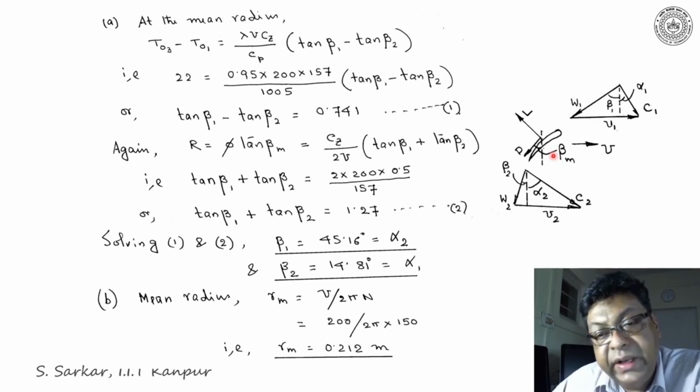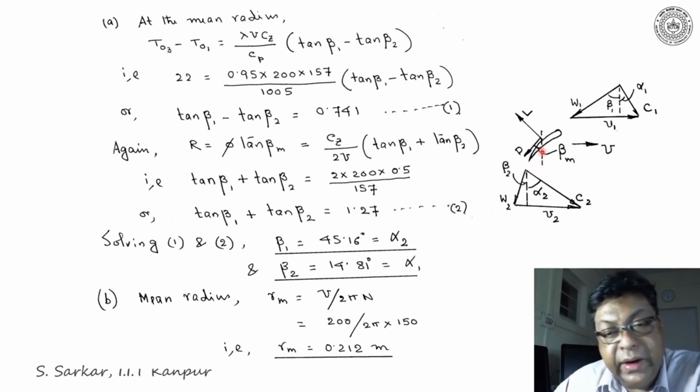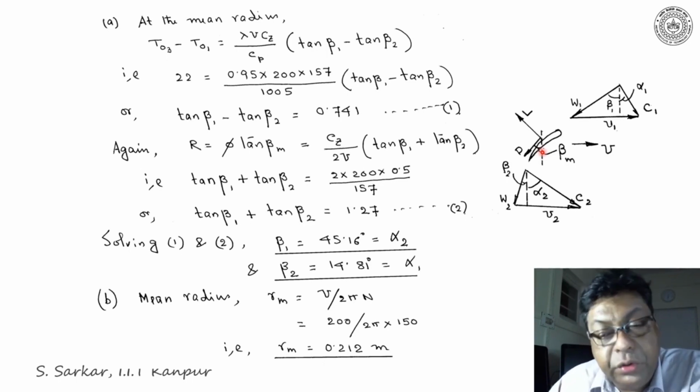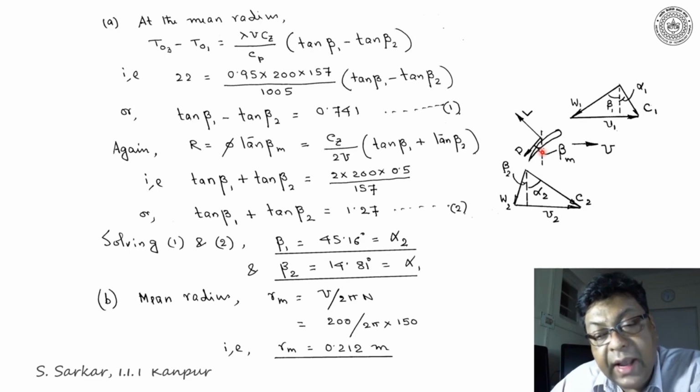Further, I have indicated beta m, which is the vectorial mean angle, and I have indicated here lift and drag on the blade. Lift here is perpendicular to the vectorial mean velocity. In this case, it's the relative velocity, and drag will act along the vectorial mean velocity.